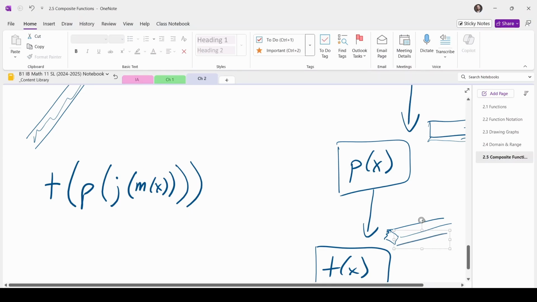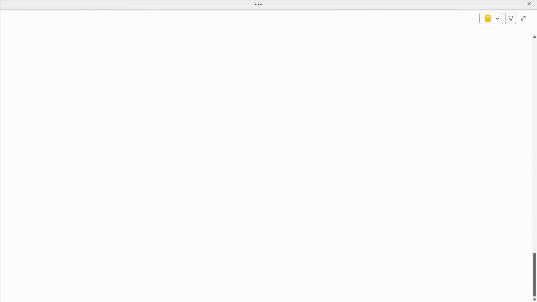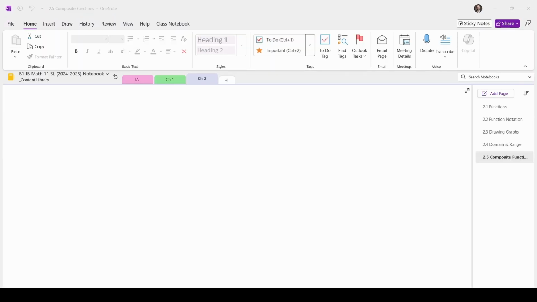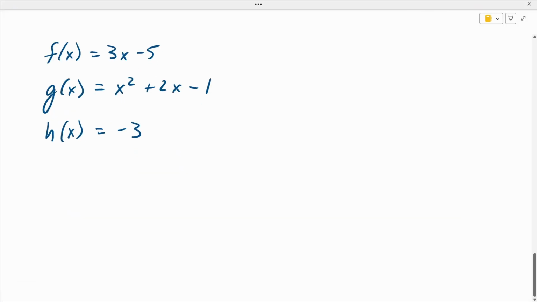Now, what you're going to need to be able to do is get very, very comfortable with function notation and compositions of functions. So let's suppose we have a few functions here to work with. So here we have them, three functions. F of x equals 3x minus 5. So whatever the input is, we times by 3, subtract 5. G of x is x squared plus 2x minus 1. So whatever the input is, we square it. We add that to 2 times it, and we subtract 1.